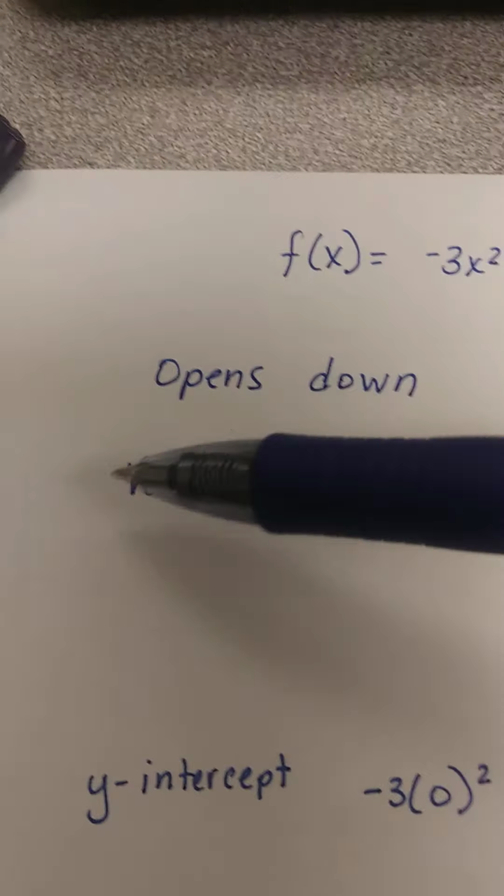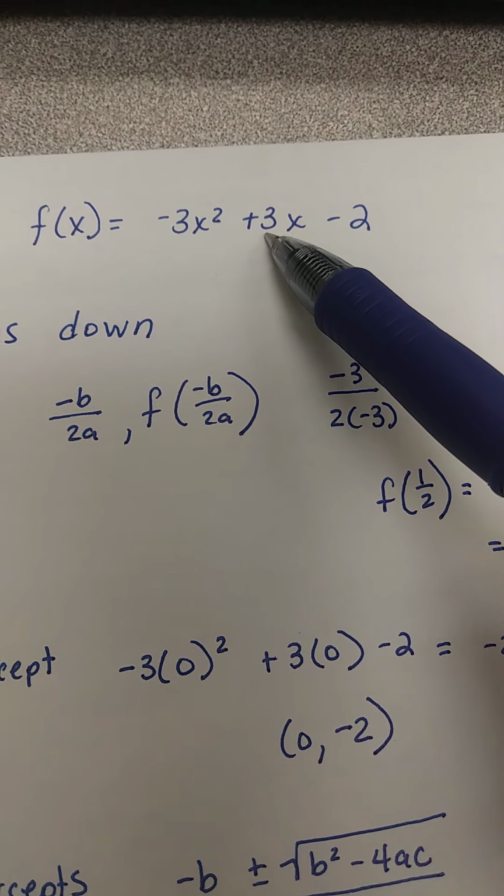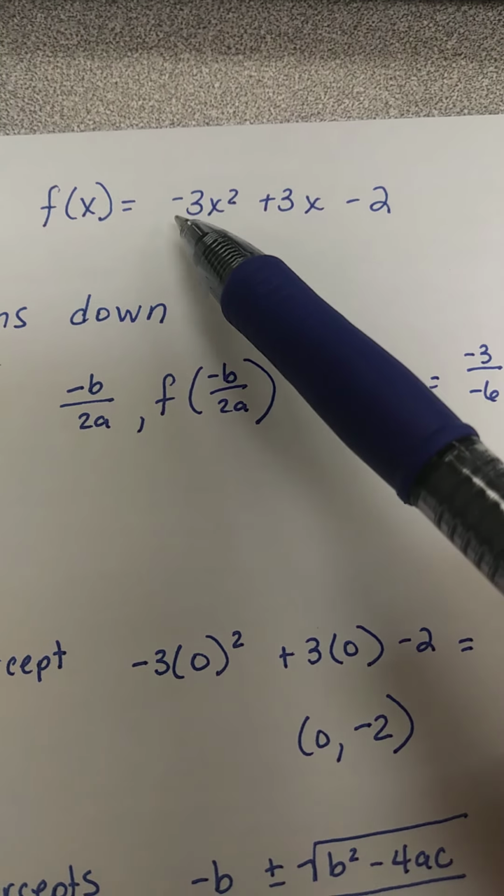To get the vertex, I use this little formula. The first thing I do is plug the numbers into here and get an answer. So I did negative b, so that's negative 3, over 2a, so that's negative 3, there's the a part, times 2. Negative b over 2a, and then I simplified that and got 1/2.